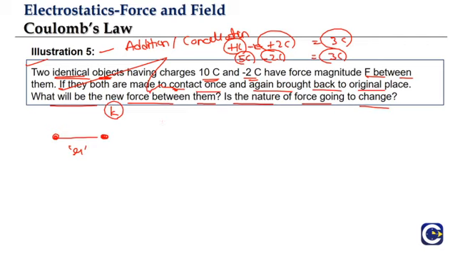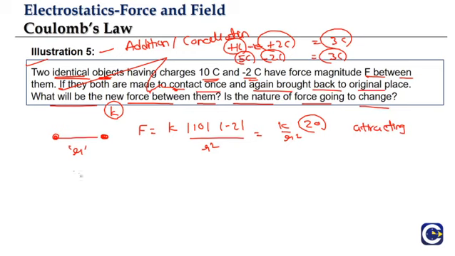Now initially the force magnitude is F, means F value will be equal to k into modulus of 10 into modulus of minus 2 divided by r square, which is k by r square into 10 into modulus of minus 2 will be 2. So 10 into 2 will be 20. And here we need to remember that these two are unlike charges, so they will be attracting each other.